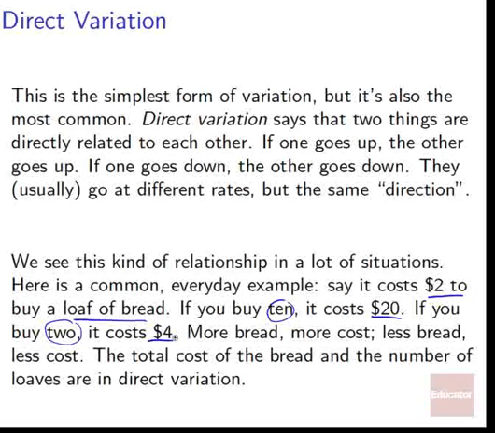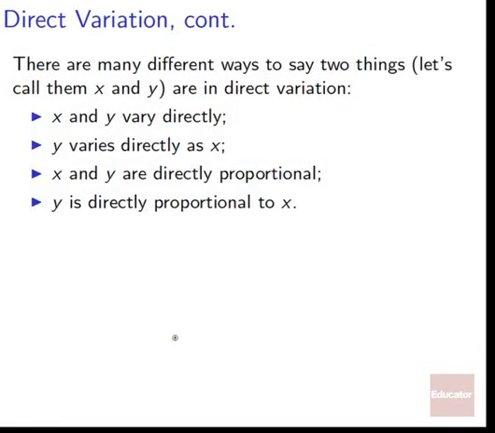It's just two things are linked. If one goes up, the other one goes up. One goes down, the other goes down. There are lots of different ways to say that two things, let's call them x and y, are in direct variation. We could say x and y are in direct variation. We could say x and y vary directly. Y varies directly as x, which is to say as x would do something, but we don't know what x is doing yet until later on, so it's y varies directly as x.